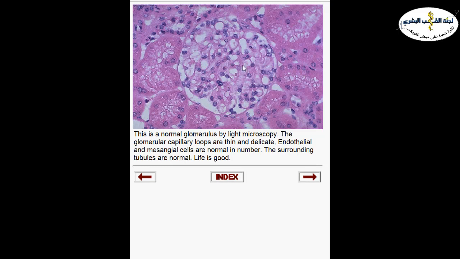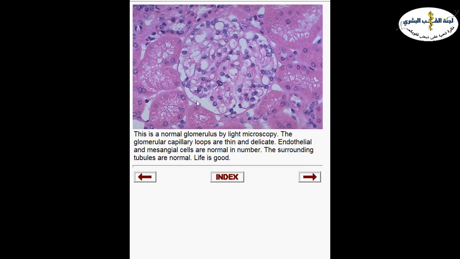Now the mesangial cells are the supporting cells that support the capillary loops together, and they also act like macrophages, the mesangial cells here in between. So we have endothelial, mesangial, and epithelial cells.